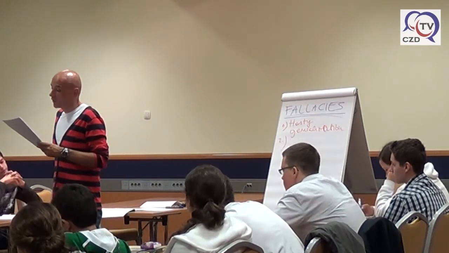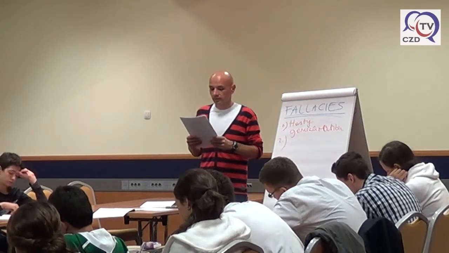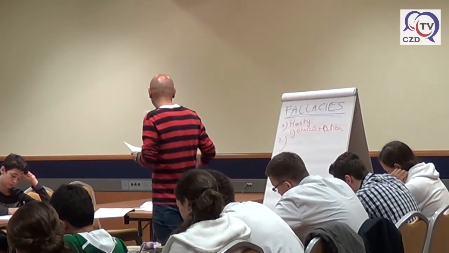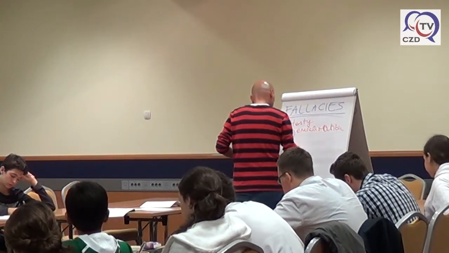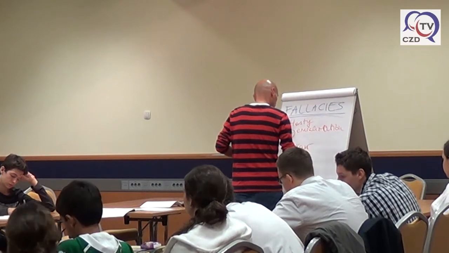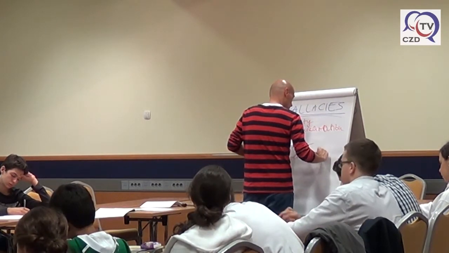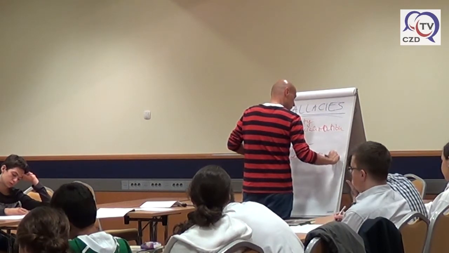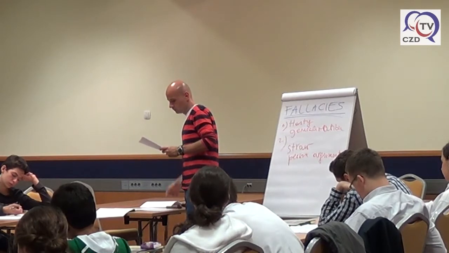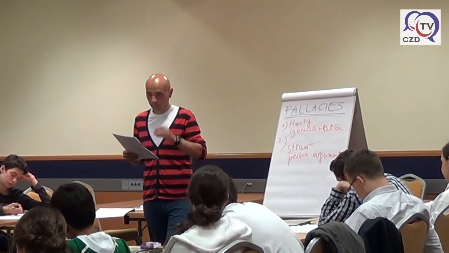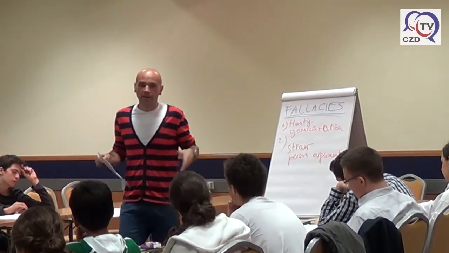The next fallacy is called the straw person argument. We have situation A, we have situation B, and we believe that every time A happens, also B happens.